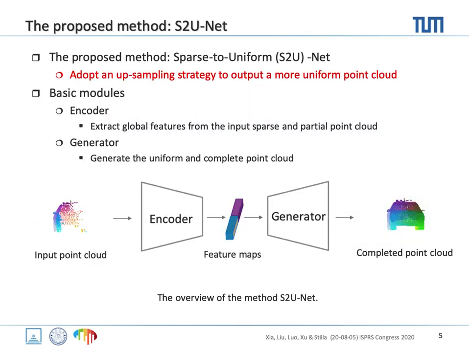To address these problems, we propose a novel end-to-end network called sparse to uniform, S2U-Net, to complete these sparse and partial point clouds. Different from other completion networks, we adopt an upsampling strategy to output more uniform point clouds. It's divided into two modules, encoder and decoder. The encoder extracts global features from the input sparse and partial point cloud, and then the decoder generates the uniform and complete point cloud based on the extracted global features.